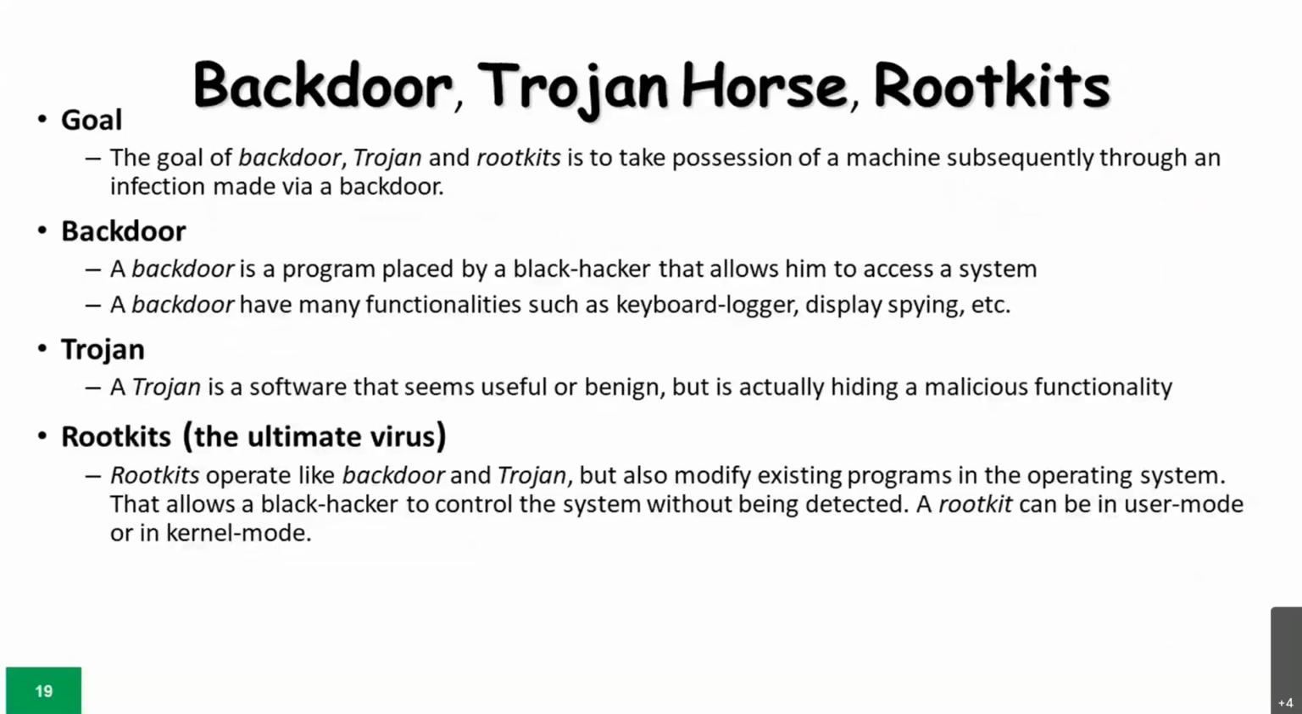Here are the backdoor, Trojan horse, and rootkits. The goal of backdoor, Trojan and rootkits is to take possession of a machine subsequently through an infection made via backdoor. First of all, we need to understand the backdoor. A backdoor is a program placed by a black hacker that allows him to access a system. A backdoor has many functionalities such as keyboard logger, displaying spying.